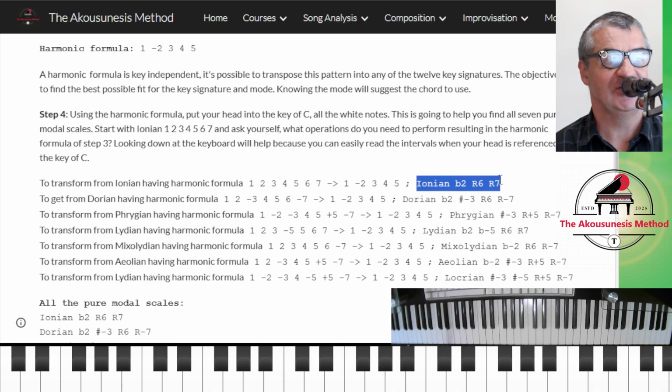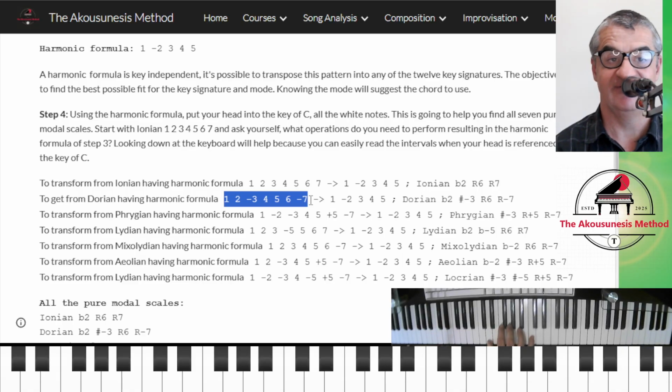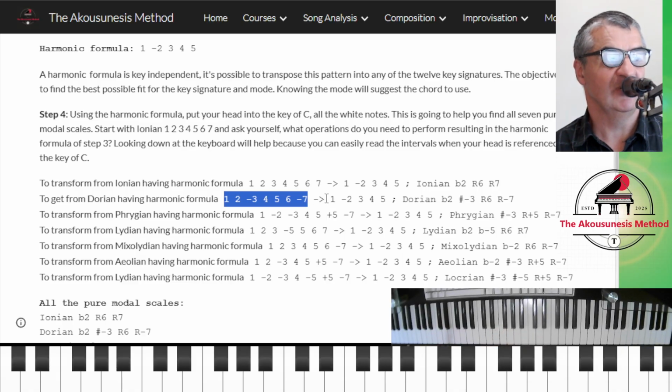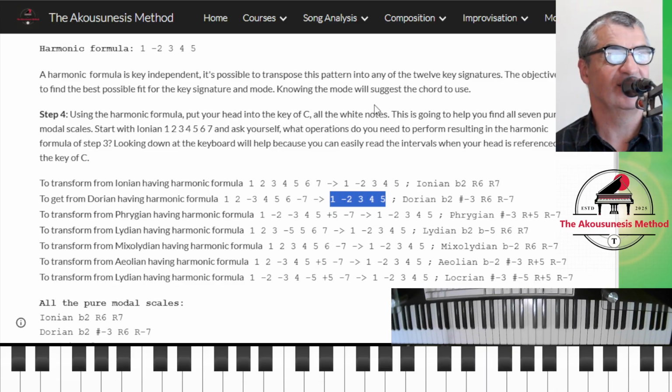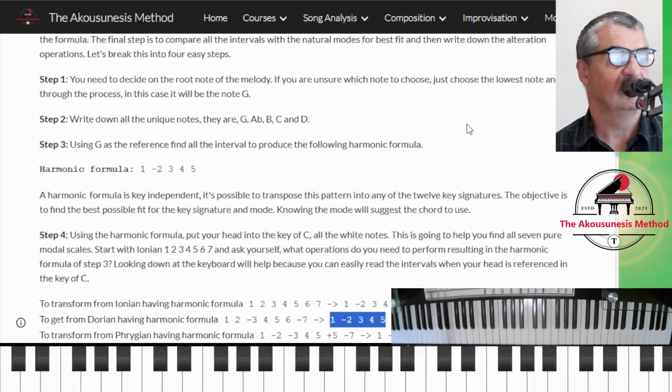Now we have that information, right? We have 7 choices to represent each mode. So let's look at the Dorian now. Here's the Dorian: 1, 2, -3, 4, 5, 6, -7. We want to transform it into our harmonic formula from those notes up here.